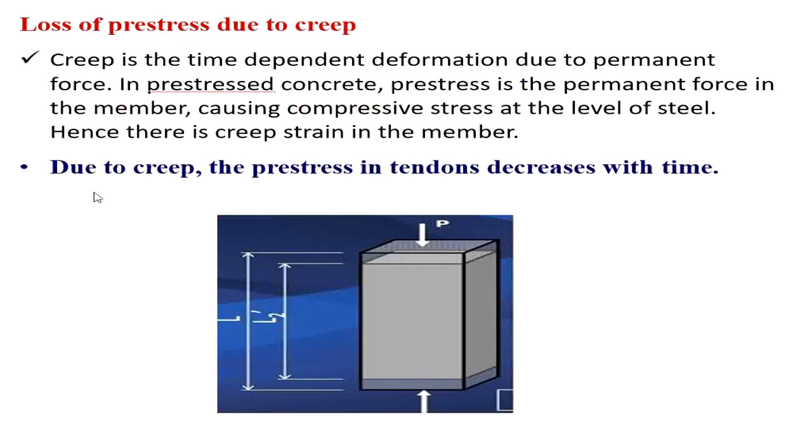Then next, loss of pre-stress due to creep. Creep is the time dependent deformation due to permanent force. In a pre-stressed concrete, pre-stress is the permanent force in the member causing compressive stress at the level of steel. Hence, there is creep strain in the member. Due to creep, the pre-stress in the tendons decreases with time.